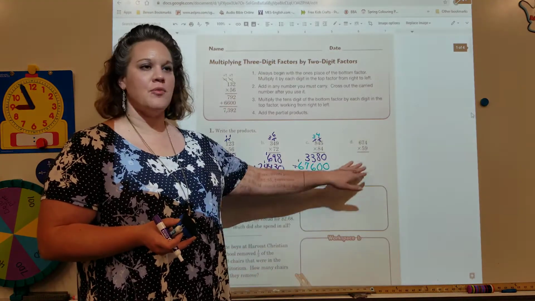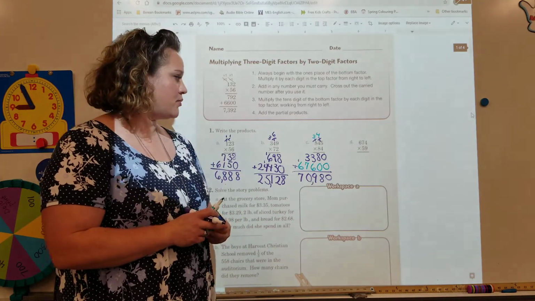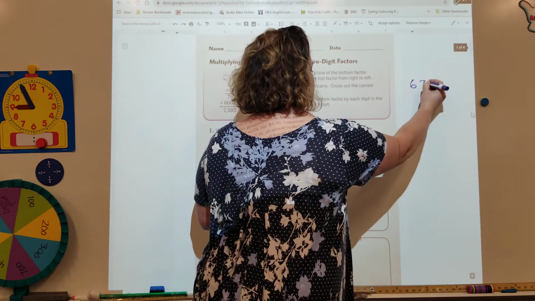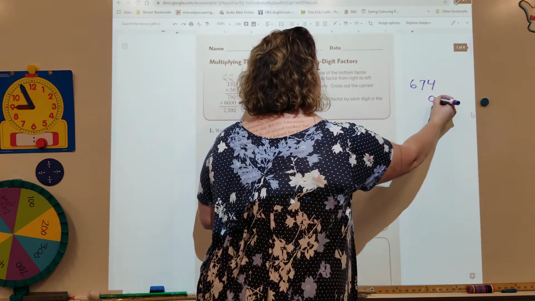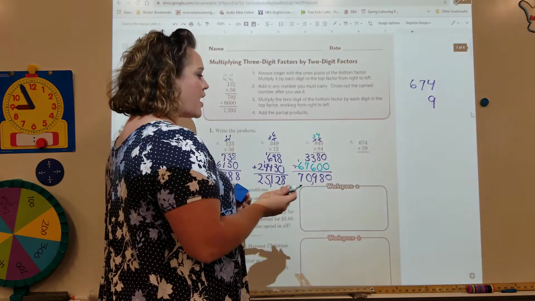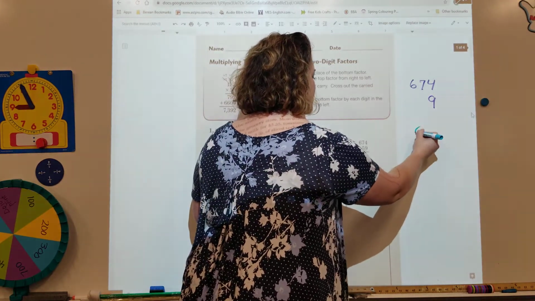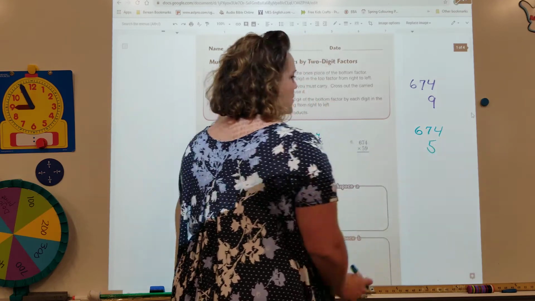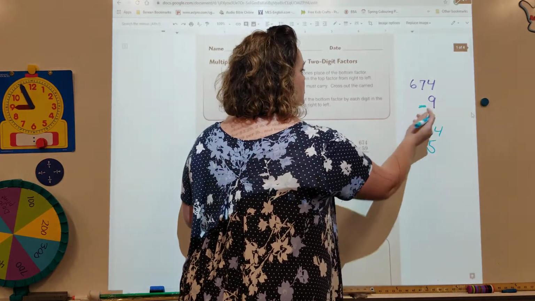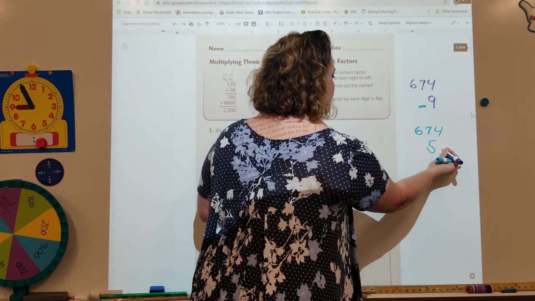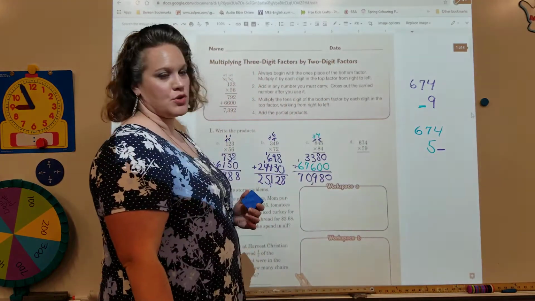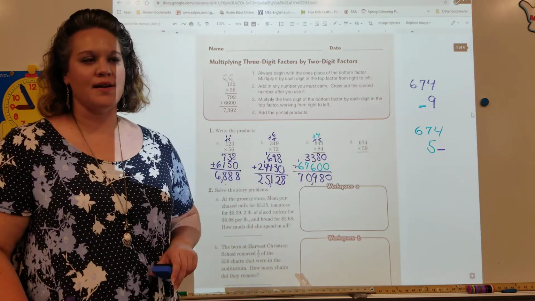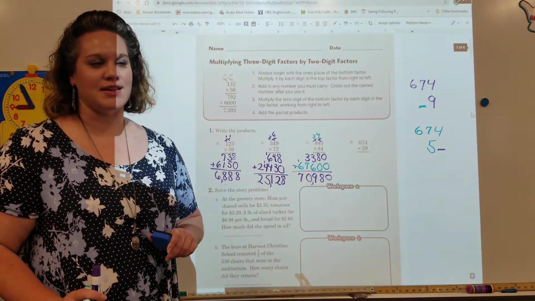Then I want you to come back, and I want you to do the rest with me. Remember, you're going to do top number, 674 times the 9, and then when we get to that bottom number, it's going to be 674 times the 5, because that's the place value it's in. So you multiply first where the purple would be, and then do where the blue would be. So when you multiply those out, you'll get your partial products. We'll add them together. So you work on that, and then you come back in just a second.